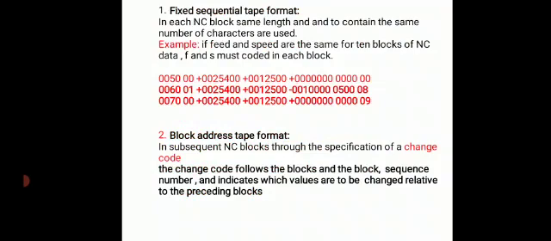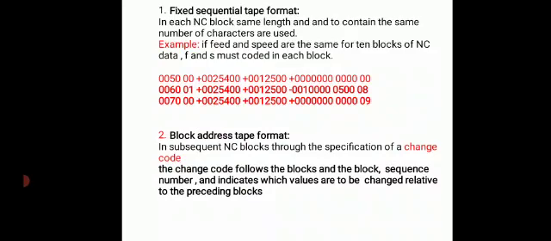First one, fixed sequential format. In each NC block, the same length is used and the blocks contain the same number of characters. For example, if feed and speed are the same for 10 blocks of NC data, S and F must still be coded in each block. You can see an example of this program.